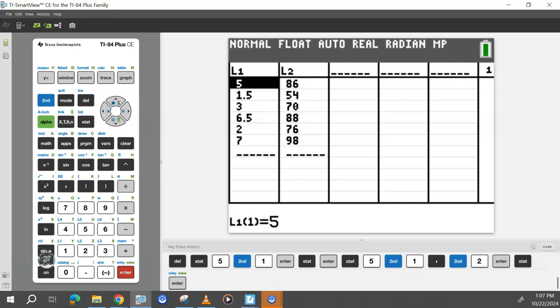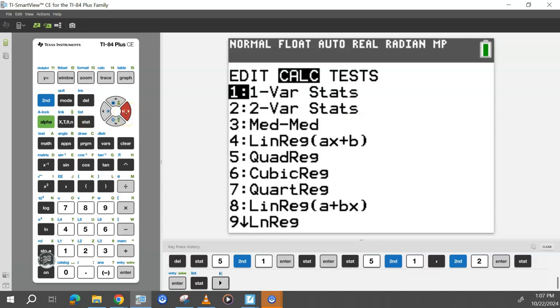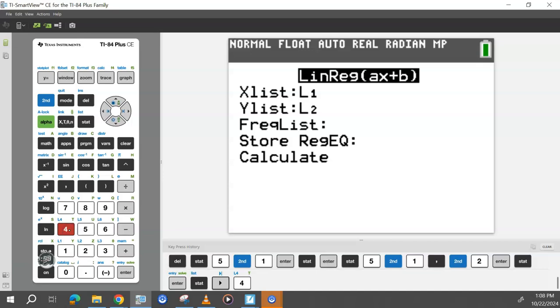So then we're going to go back to stat. And we're going to go over to calculate, so arrow to the right. And then, which of these things do you think we're looking for? Linear regression. So there are two of them, but we want the one that looks more like our y equals mx plus b, so number 4. Don't do 8, just 4. You can either choose number 4 or go down to number 4, hit enter. Go to stat, go to calculate, hit number 4.